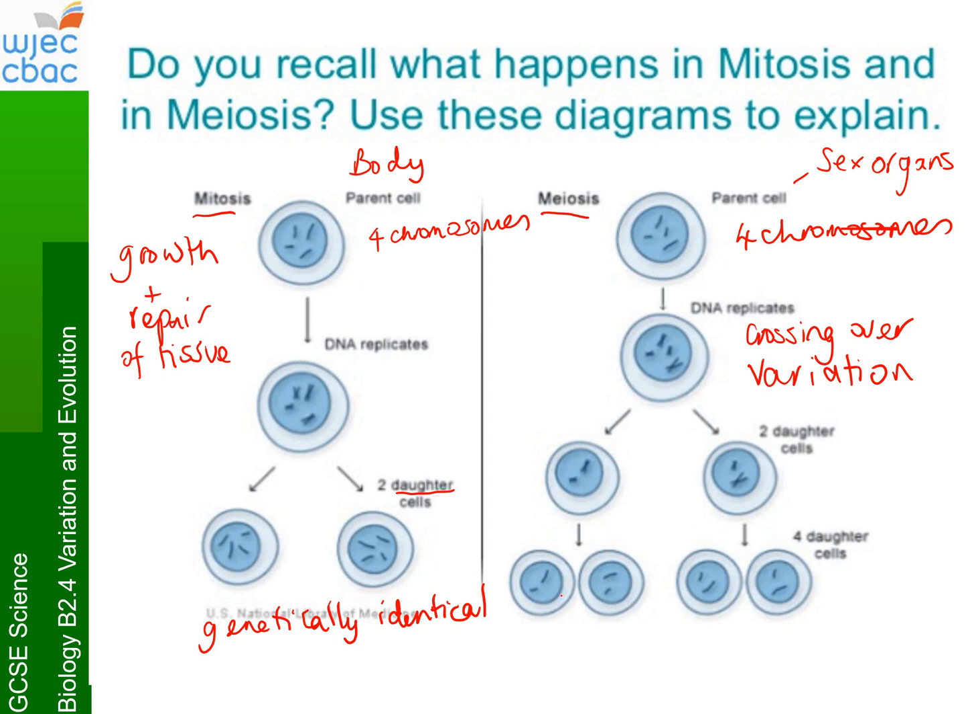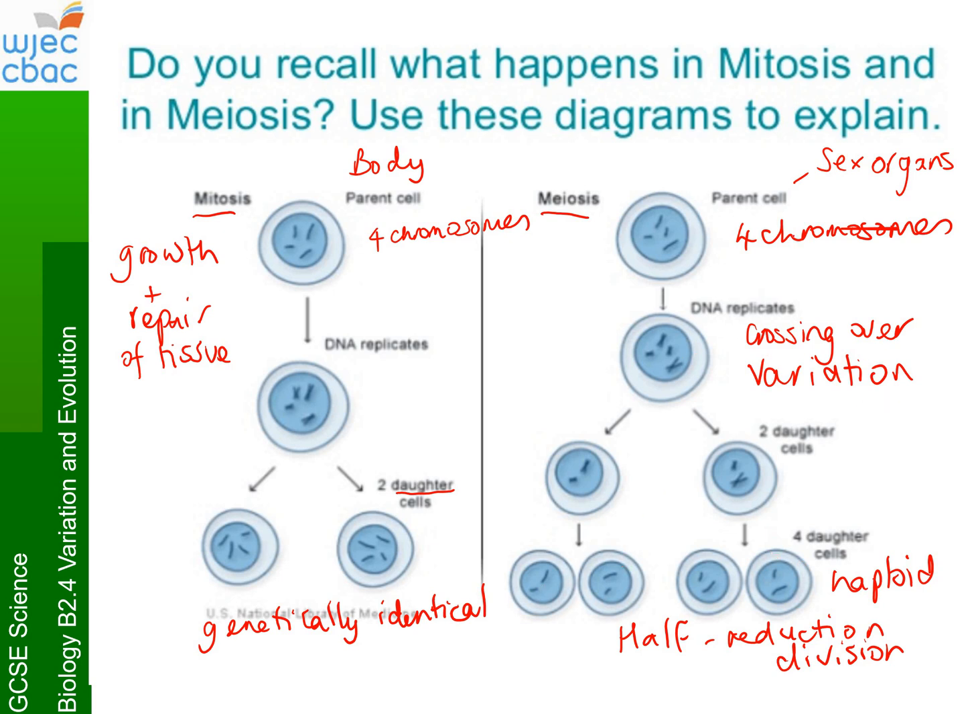And what you'll notice is the number of chromosomes are half from the original parent cell. So with 4 chromosomes to begin with, only 2 in these daughter cells. So not only have we got what we call reduction division and a haploid number, but also, each of these daughter cells will have a slightly different combination of genes from where crossing over has happened.